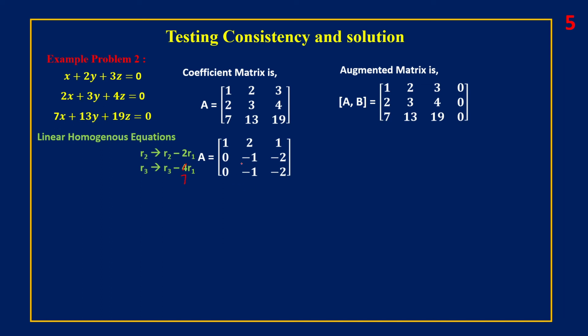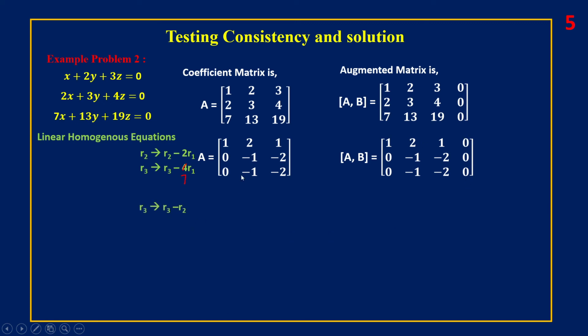And A equal to, here see here, 2 minus 2, 0. 3 minus 4, minus 1. 4 minus 6, minus 2. And here 7 minus 7, 0. 7 minus 1 into 7, 0. Minus 1, minus 7 into 13 minus 7 into 2, 13 minus 14, minus 1. 19 minus 21 is minus 2. The same first three columns will be the coefficient matrix, and the last column is nothing but 0, 0.